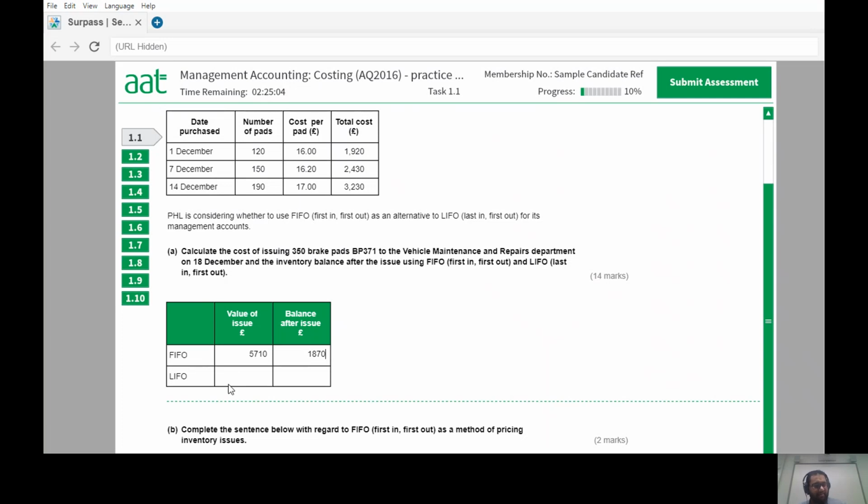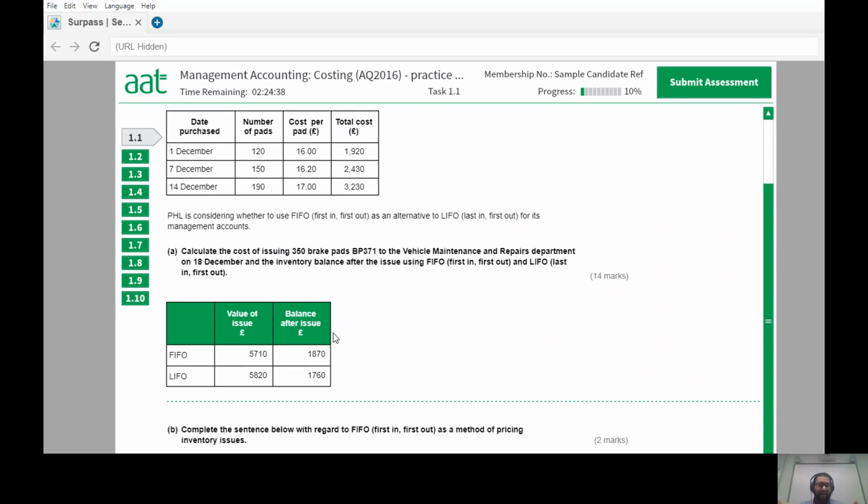I'm having 5,820 there. And then of course we have 110 left over from the 1st of December. You're going to multiply that by 16. So 16 multiplied by 110, that's going to be 1,760. Then again add them both together, 5,820 and 1,760. Am I getting 7,580? Yes.